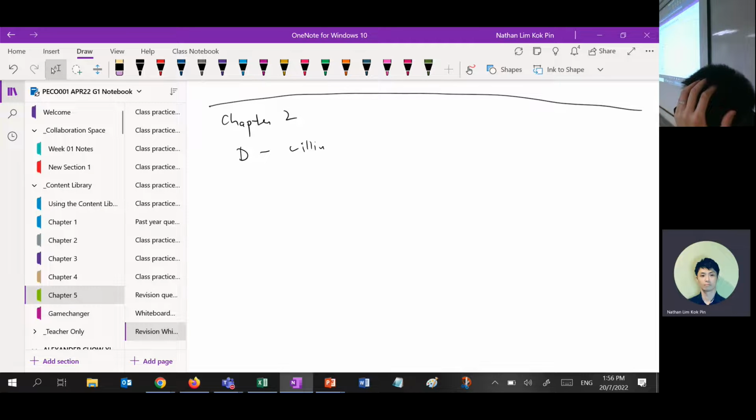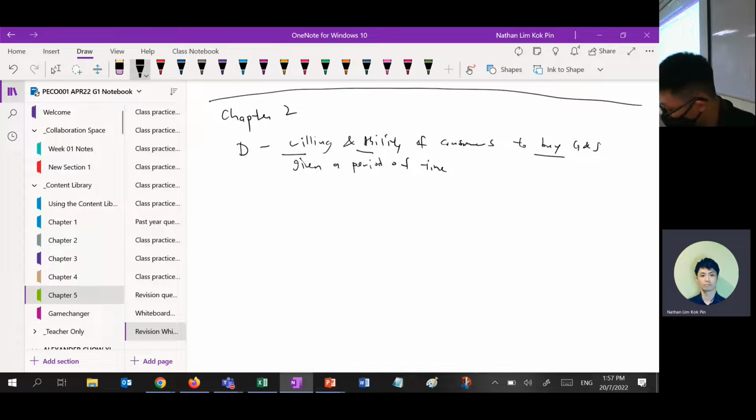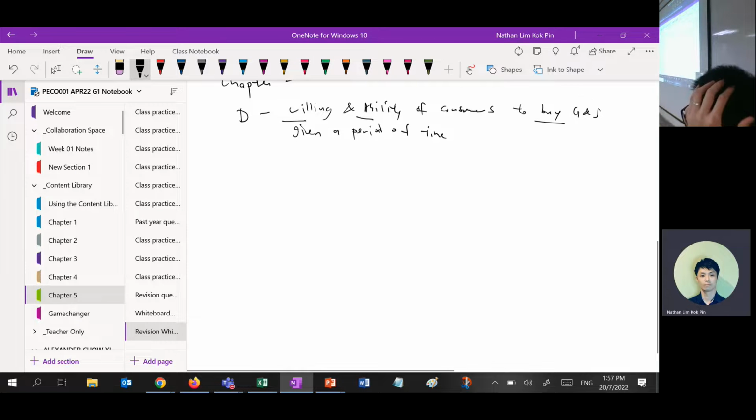Demand is the willingness and the ability of consumers to buy or purchase goods and services in a given period of time. Right? This is the demand. Basically, it's W, A, B, that's all. Given a period of time, ceteris paribus. Right? Demand, the most confusing stuff is still what is QD and what is D.